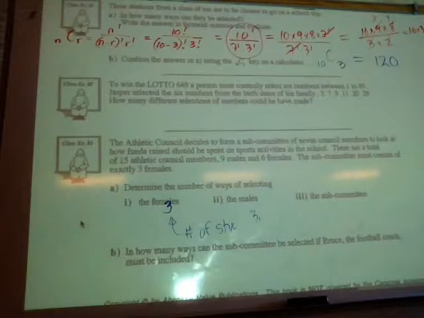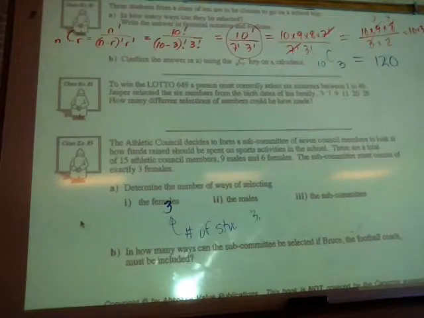So to win the Lotto 6/49, who's looking for that? Can you guys even buy tickets? You have to be 18. Okay, a person must correctly select 6 numbers between 1 to 49. Jasper selected the 6 numbers from the birth dates of his family: 3, 7, 9, 11, 20, 29. How many different selections of the numbers could he have made? Let's just finish on this one. Chris has got to win the lottery.